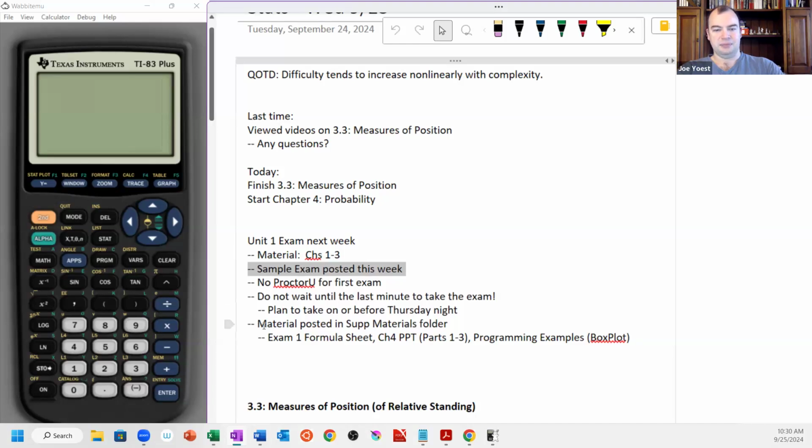Note also that you'll be allowed to use a formula sheet on exam one. The exam one formula sheet is posted in the supplemental materials folder on Blackboard. So check out the supplemental materials folder. I've also posted a couple other things, the chapter 4 PowerPoints. There are three different PowerPoints, three parts for chapter 4, as well as some programming examples, particularly for the box plot. And I might post a couple extras after today.